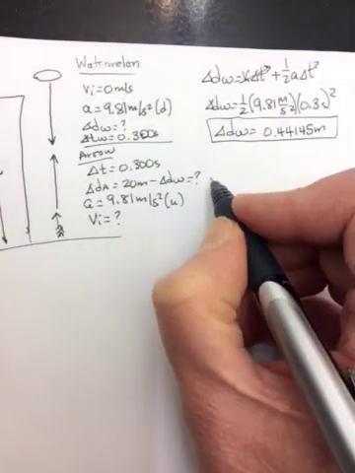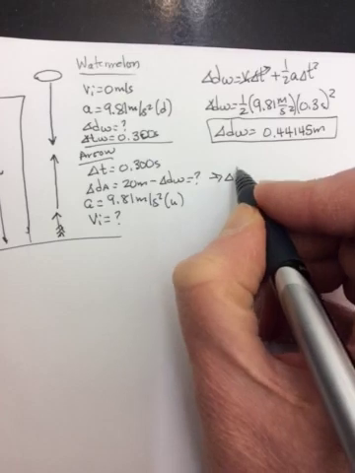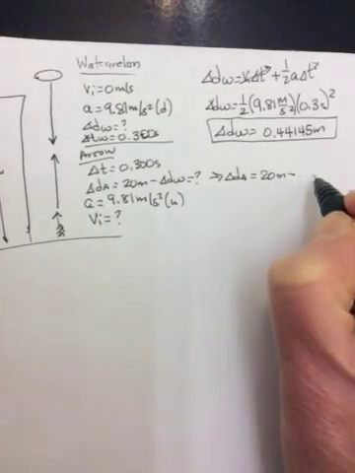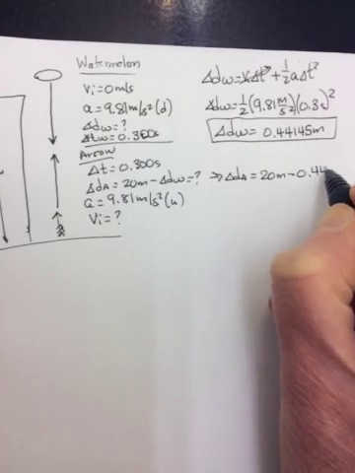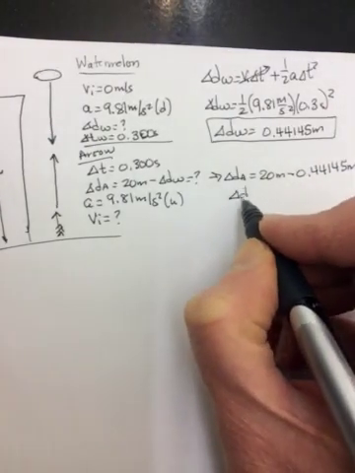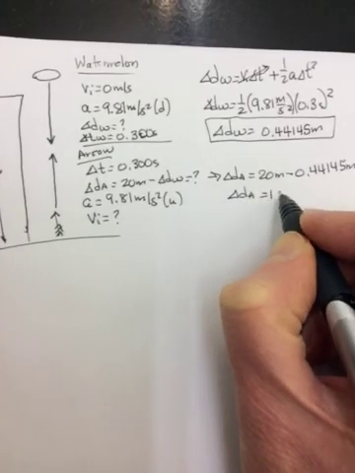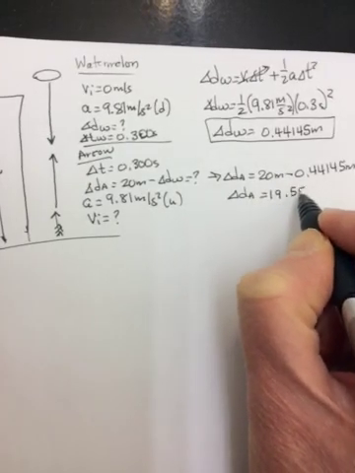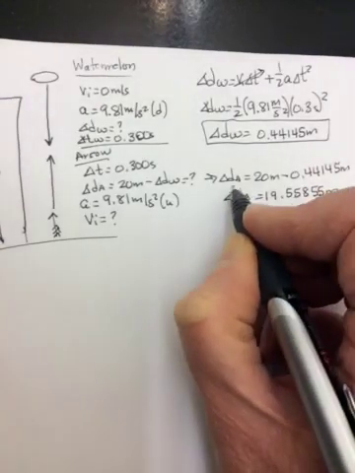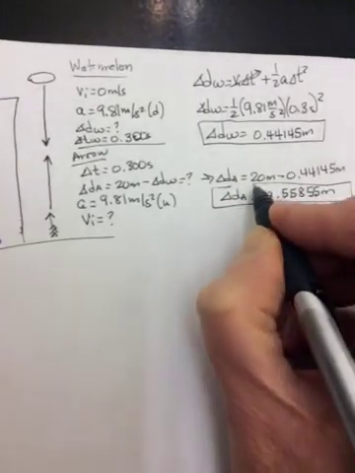So what does that mean? That means that the delta D of the arrow is 20 meters minus 0.44145 meters. So the delta D of the arrow is going to be 19.55855 meters. Okay, and it is up.